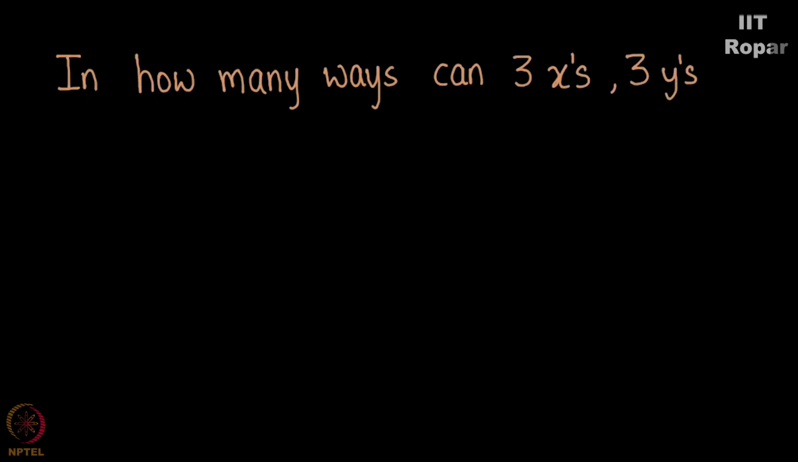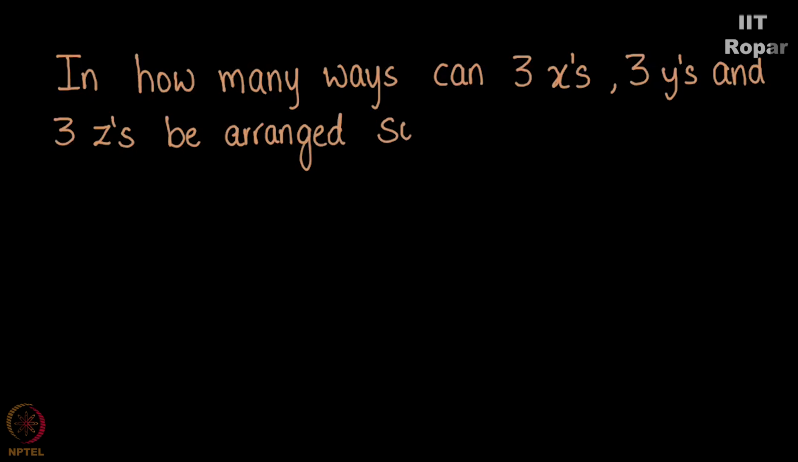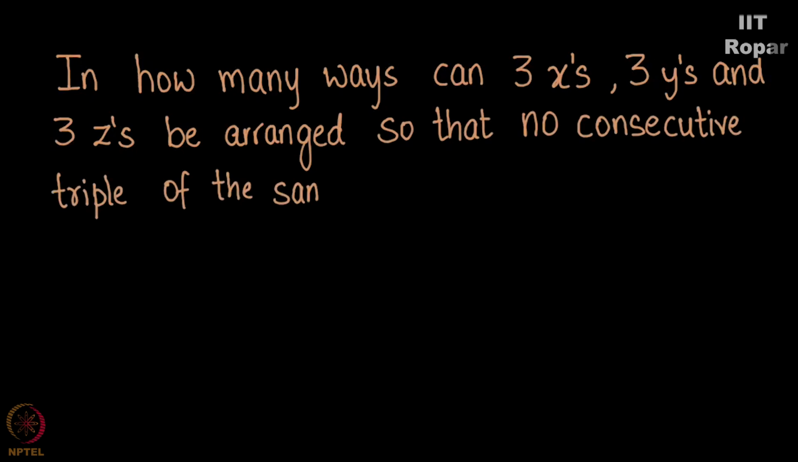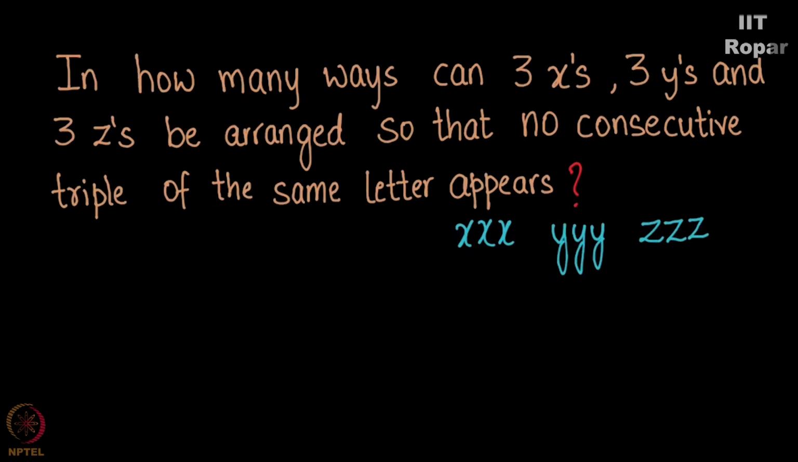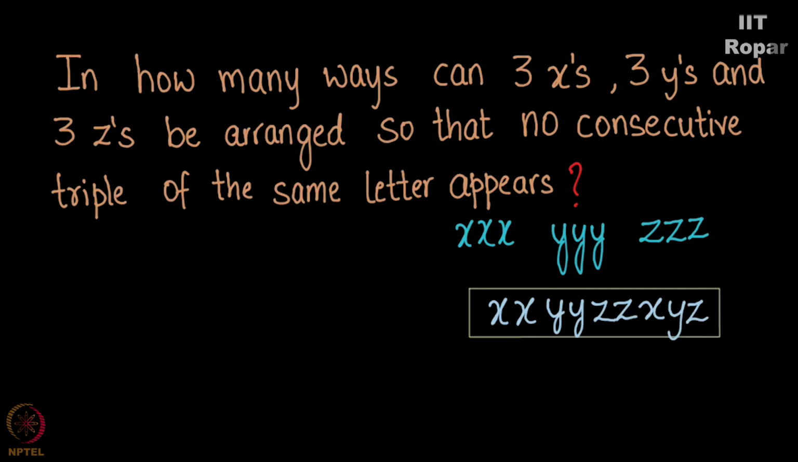In how many ways can 3 x's, 3 y's and 3 z's be arranged so that no consecutive triple of the same letter appears? The question is not hard. Let me explain. You have 3 x's, 3 y's and 3 z's given. In how many ways can you arrange them so that you do not have 3 y's together, 3 x's together or 3 z's together? It should not appear together.